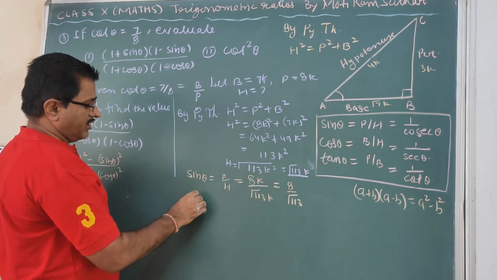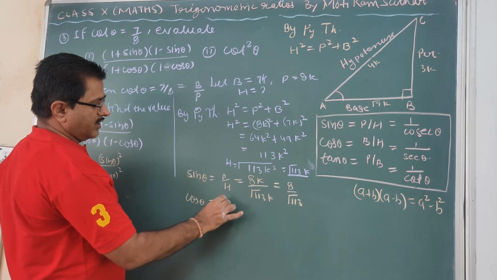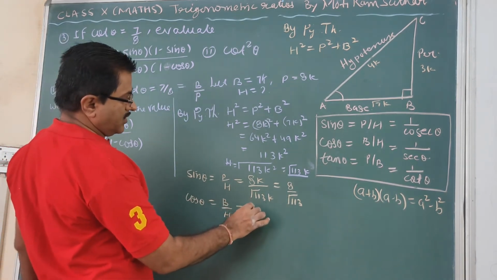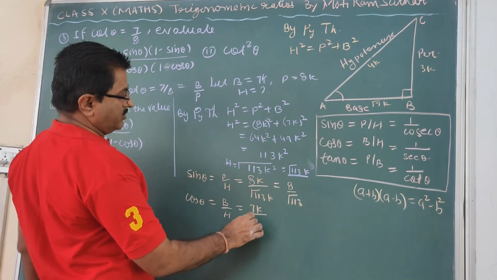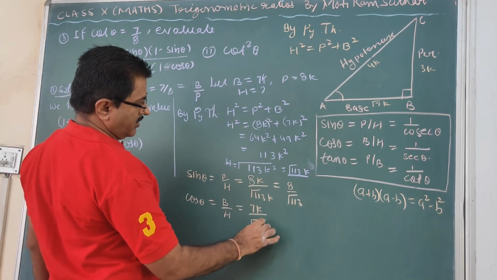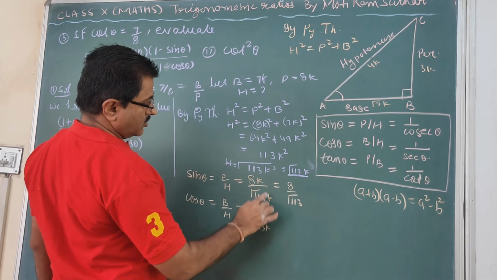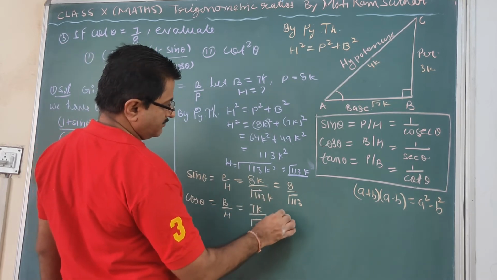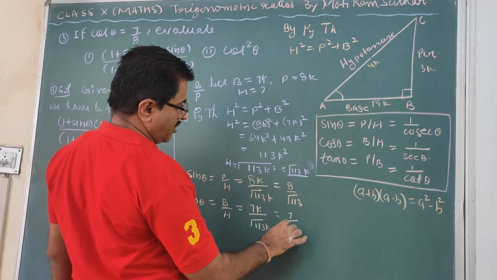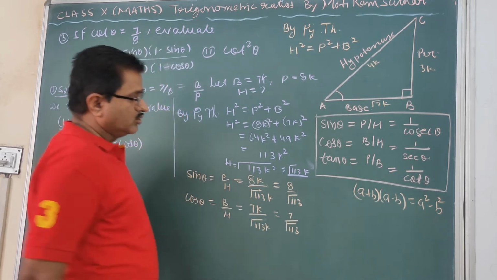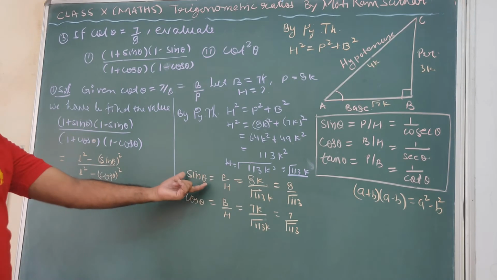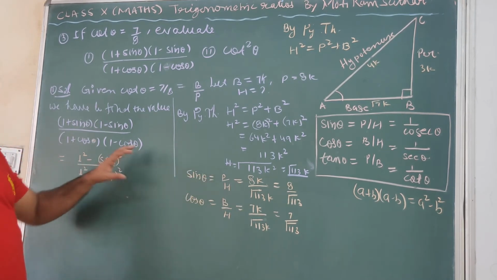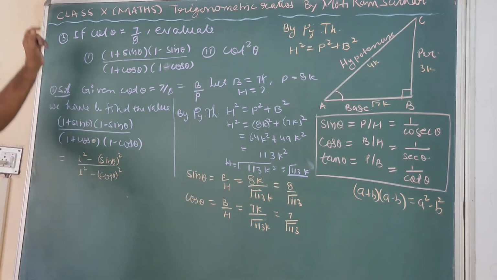Similarly, you have to find the cos theta, that is base upon hypotenuse. Here base is 7k and hypotenuse is root of 113 k. So you can cancel k with k, and we get 7 upon root 113. So we get both the values, sin theta and cos theta. That value we have to put here and simplify.